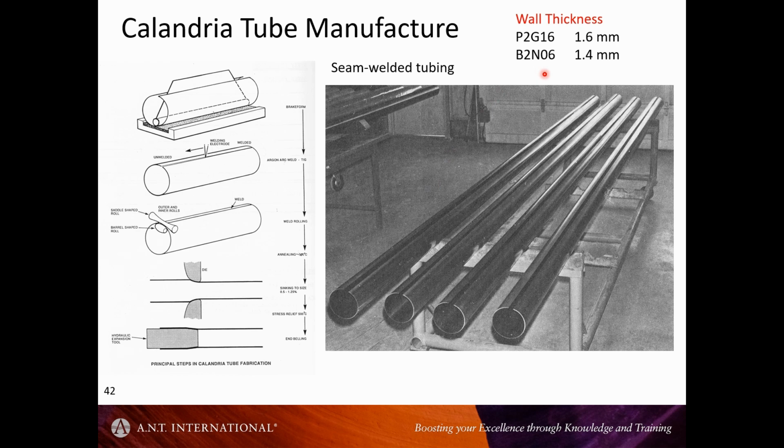And the reason it failed in this latter case in 1986 is that the tube had actually been reduced in thickness to 1.4 millimeters, as opposed to the earlier reactor, which was 1.6 millimeters. And that 0.2 millimeters made all the difference to being able to hold the pressure.